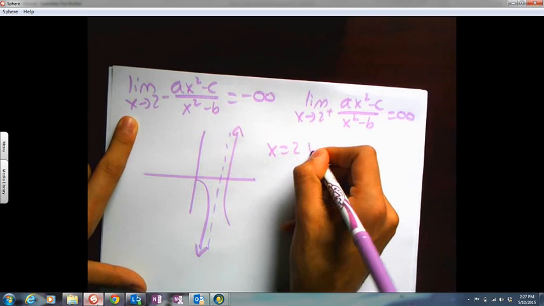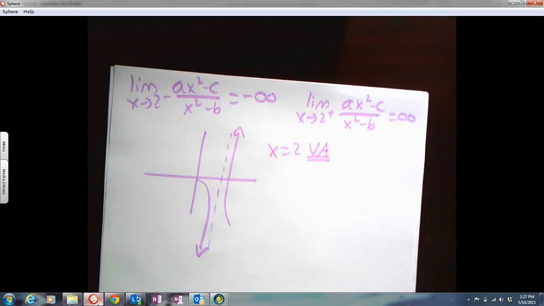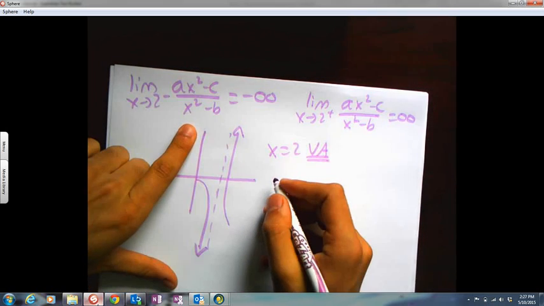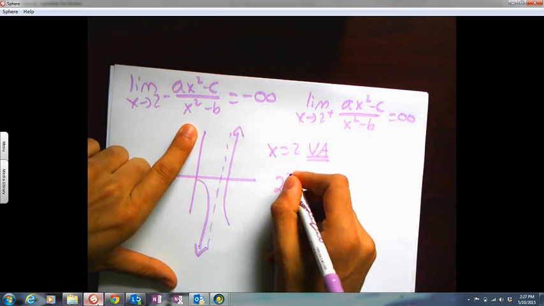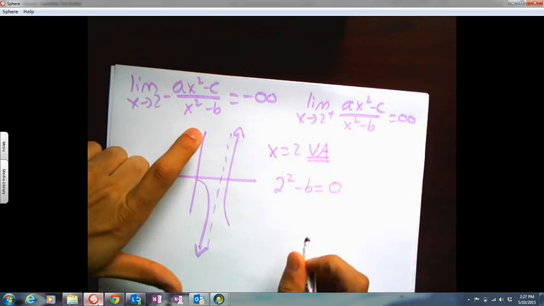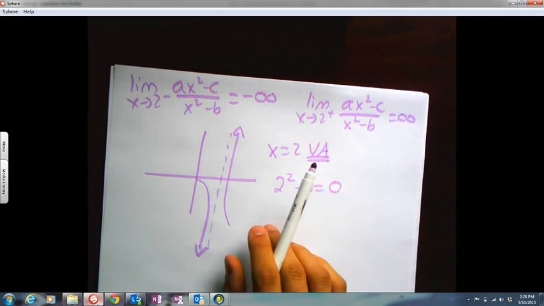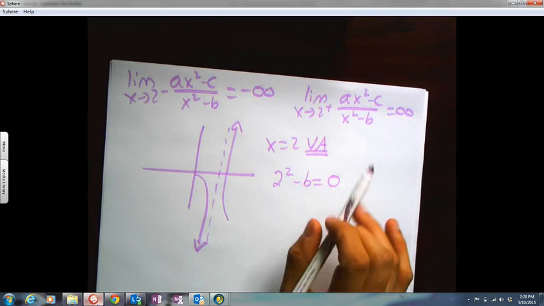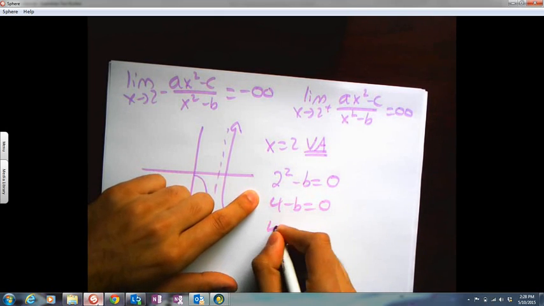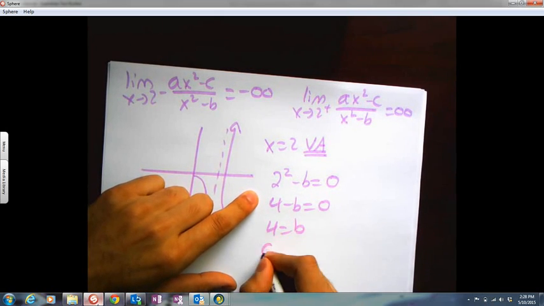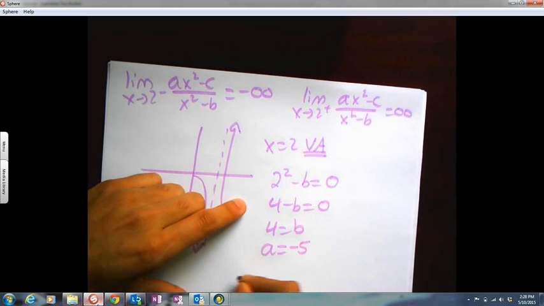So now what do we do? Well, if x equals 2 is a vertical asymptote, that means when I plug in 2 for x, I must get 0 on the bottom. So 2 squared minus b has to be 0. Because remember, the only time you have a vertical asymptote is when the bottom equals 0. So solving 4 minus b equals 0, move b over. So 4 equals b. On the previous page, we said a is negative 5. So a plus b, negative 5 plus 4, is negative 1.